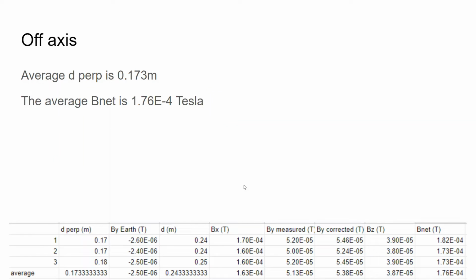So this is the data I got for the off-axis. And across 3 runs, the average distance perpendicular is 0.73 meters. And for this distance, the average magnitude of the magnetic field was 1.76 e to the negative 4 Tesla.